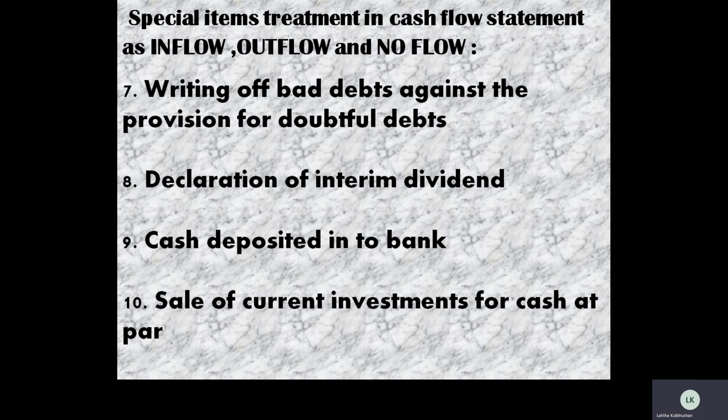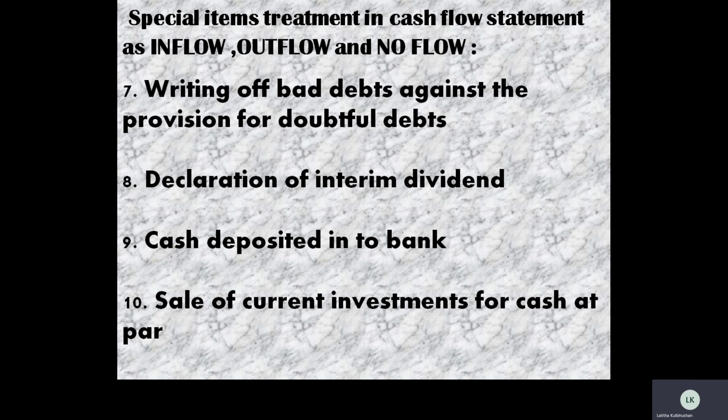Next is the sale of current investments for cash. Children, we have already seen that current investments are also a part of cash and cash equivalents. So selling off the current investment means the investment is converted into cash. This is again a movement within cash and cash equivalents. So definitely it won't result in any kind of inflow or outflow. The answer is no flow of cash.